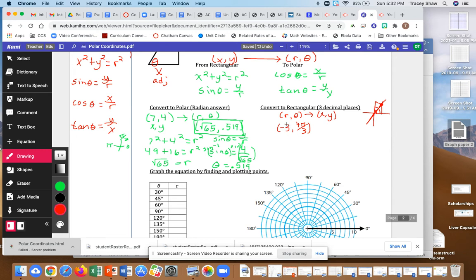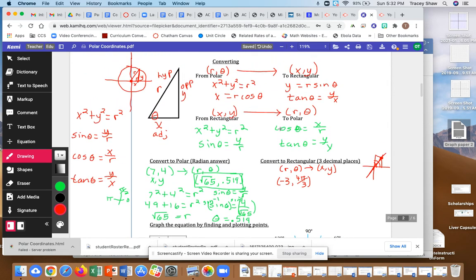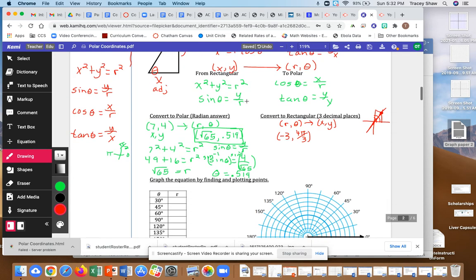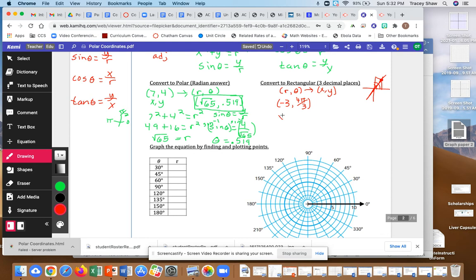All right, so we are going to convert to an x and a y. If you look up here at our original information, if we're going from polar to rectangular, I'm going to use the fact that x equals r cosine theta. And I'm going to put in my information. My radius is -3, cosine of 4 pi over 3. And I want you to use your unit circle. Cosine of 4 pi over 3 is -1/2. -3 times -1/2 is +3/2.